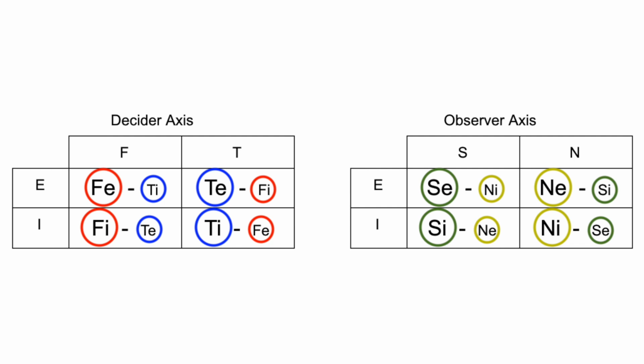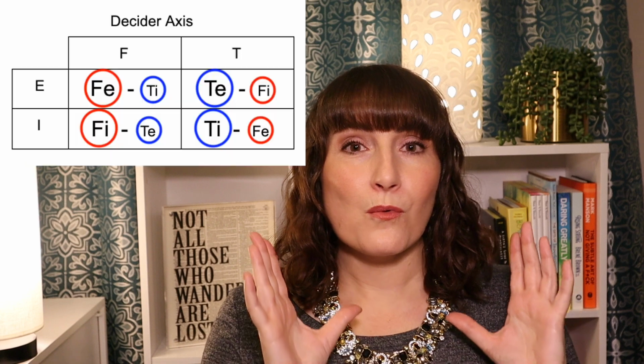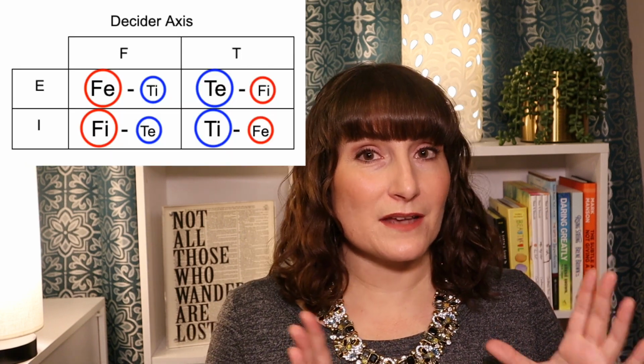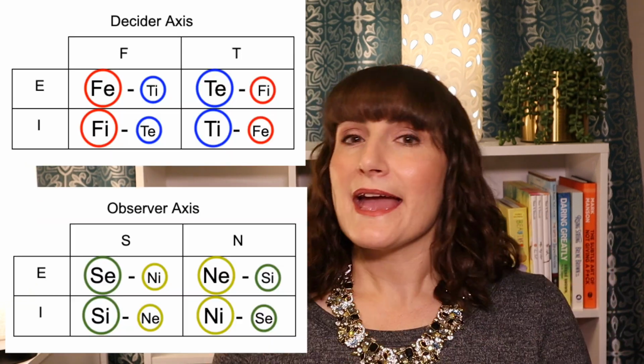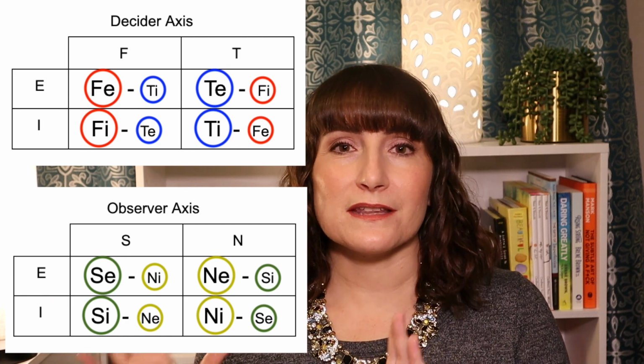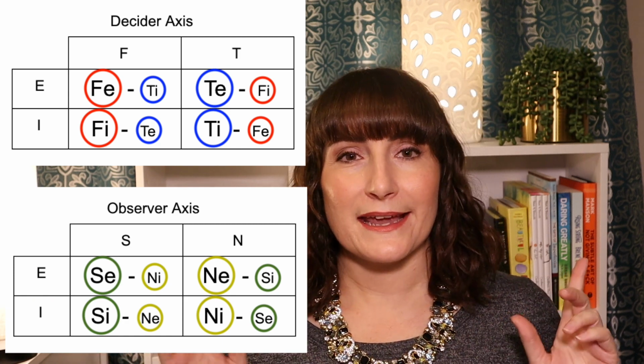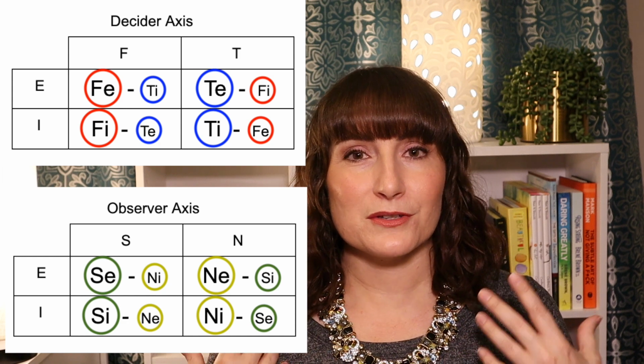The observer axis, same thing. Extroverted versus introverted, sensing versus intuition, and those are the 4 possibilities that could happen. So what that means is you are going to have one of the options in the decider Punnett square, and one of the options in the observer Punnett square. And together that's going to form your personality type, at least part of it. We'll talk about all the other parts later. Let's take a look at one for an example here.